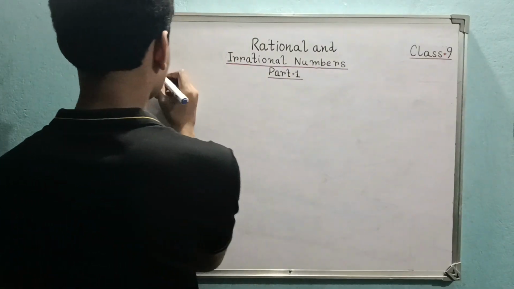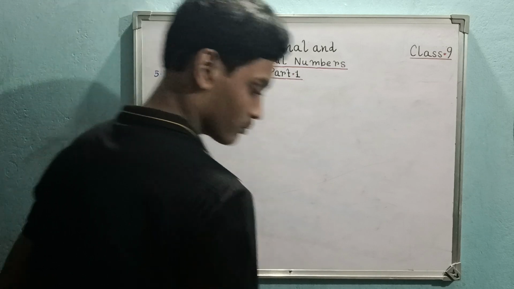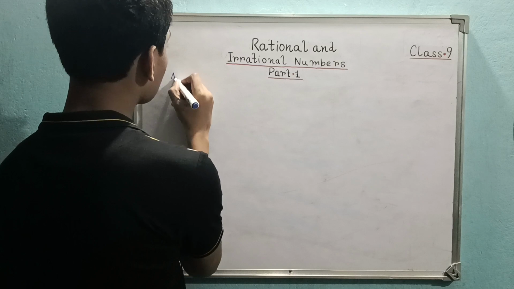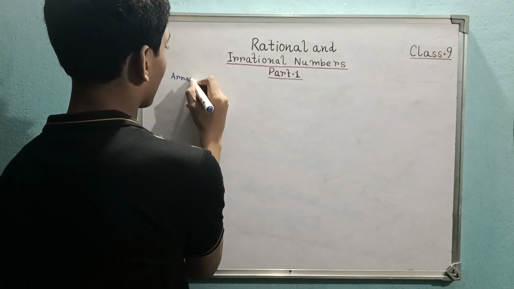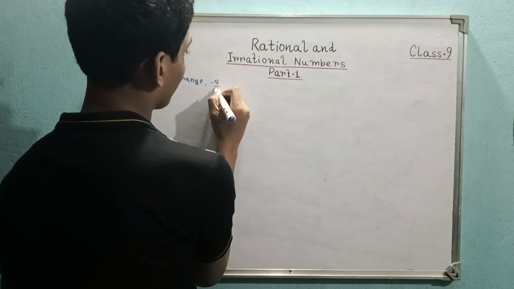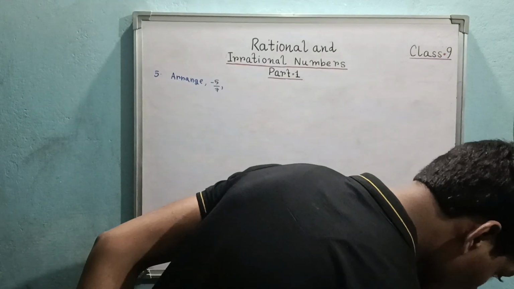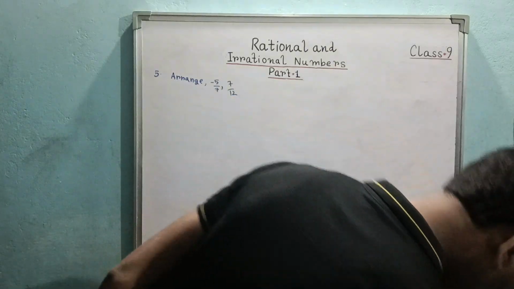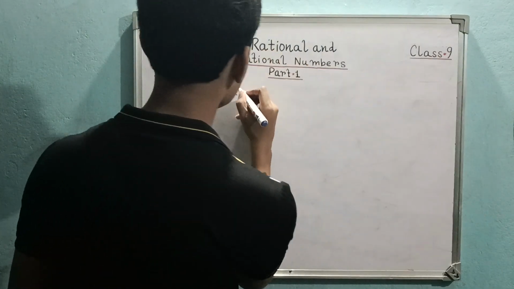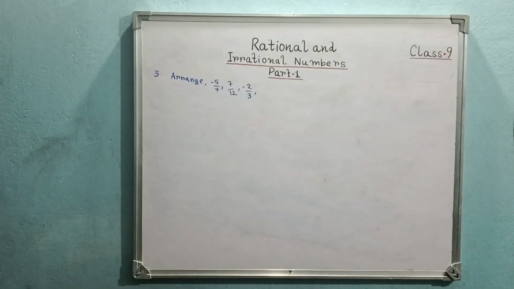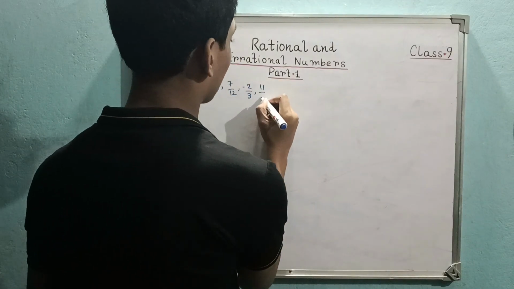Question 5. They are telling us to arrange minus 5 by 7, 7 by 12, minus 2 by 3, 11 by 8, I suppose, in ascending order.